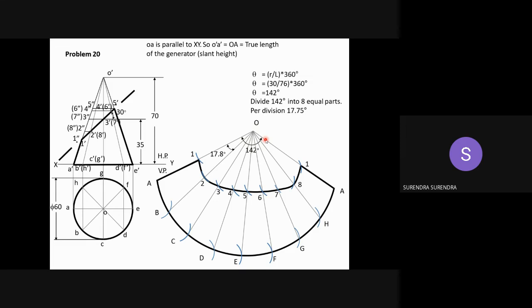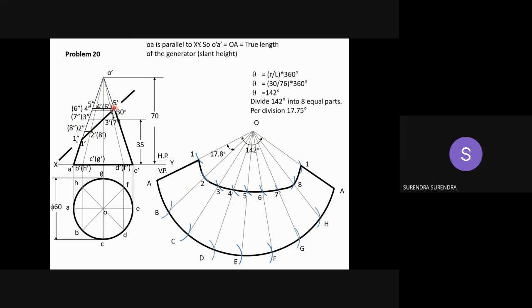If you use a protractor, here the angle value is 17.75, so marking it exactly is difficult. So divide it using the angular bisection method. Divide this total into 8 parts and mark all the points A, B, C, D, E, F, G, H and again A. Now, to take distances, project all the points onto the true slant length. Already 1 is on the true slant length. So project the remaining points.